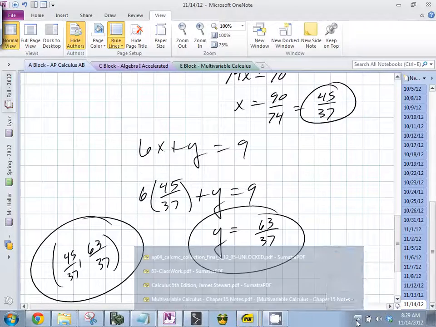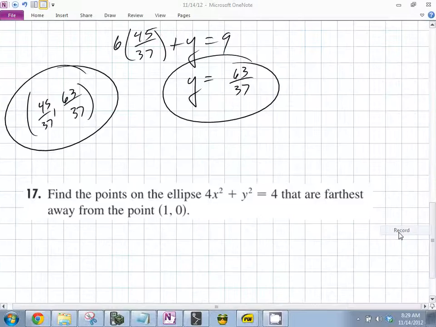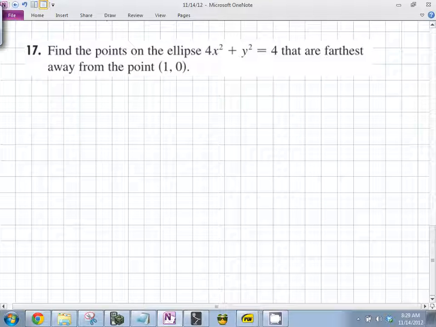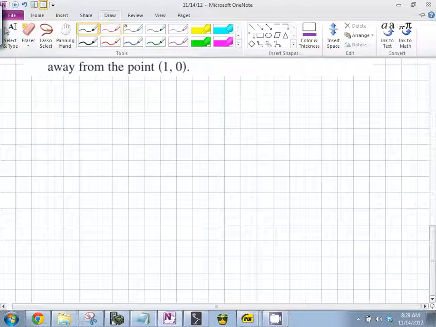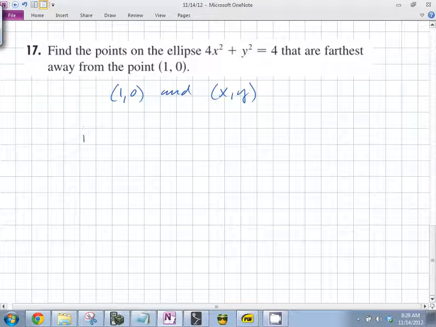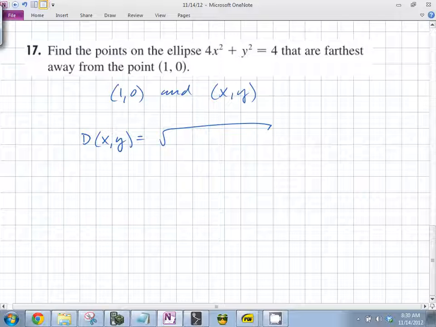What should you do first? None of you started this question? The distance formula. That's a noun, so give me a verb. You want the distance between 1, 0 and x, y, some point. What's the distance between those 2 points? The distance between those 2 points in terms of x and y is going to be what? The square root of what? x minus 1 squared plus y minus 0 squared.